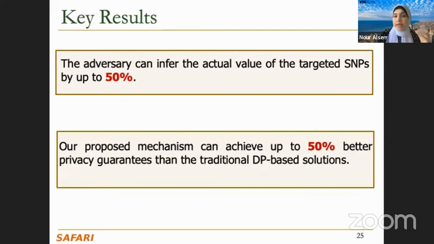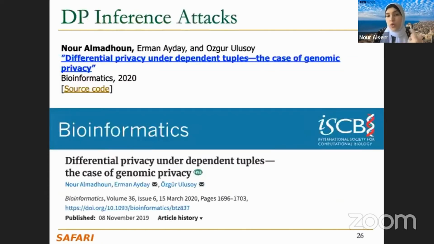And using our mechanism, we can achieve up to 50% better privacy guarantees. For example, the traditional differential privacy can leak that much. We could limit that privacy degradation by 50%. Okay, so you can find all the details, all the algorithms we use, all the results in our paper. It's published in Bioinformatics, and it's also open source.